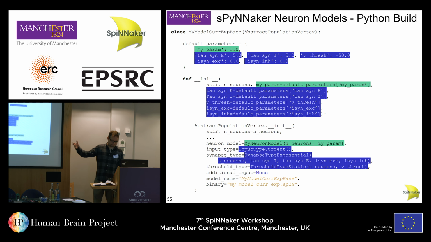And then you basically feed each of these different components into the abstract population vertex, and that's all you need to do. Here you'll see that I've actually written additional input equals none, just to make it clear. Then you need to tell it what the name of the model is and the binary that you created using the C code.